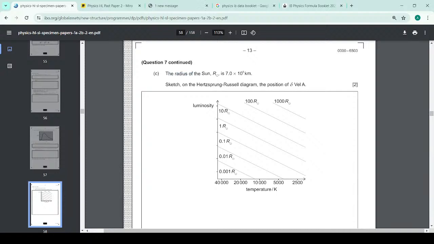All right, question C, radius of the sun. Sketch on the Hertzsprung-Russell diagram the position of... Okay, never heard of this diagram before, but let's see what we can make out of it. So luminosity, as radius goes up, and temperature.